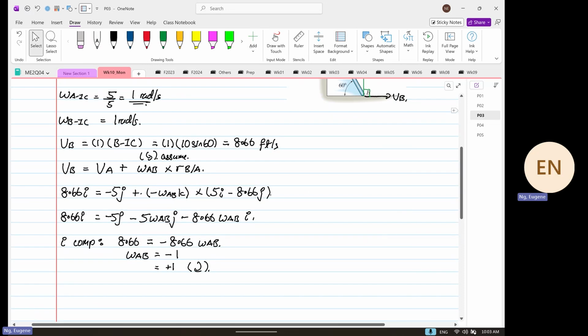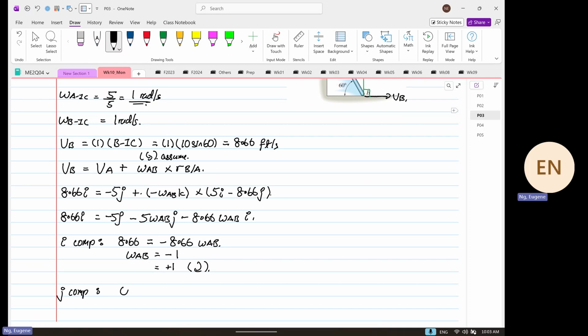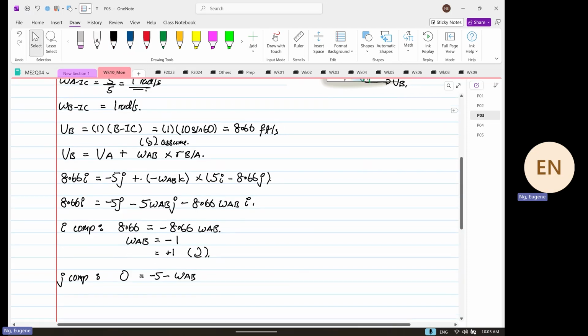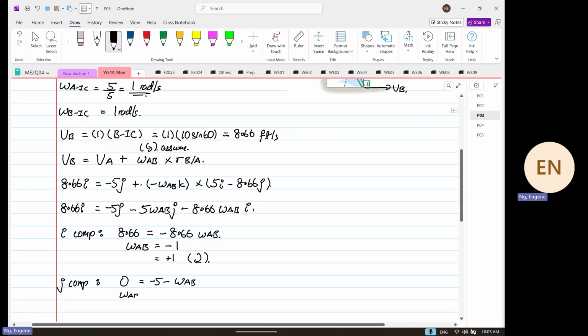And likewise, if we were to use the j component, you have 0 is equal to minus 5 minus omega AB. So over here, omega AB will also be equal to minus 1, so positive 1, it has to be in the clockwise direction.